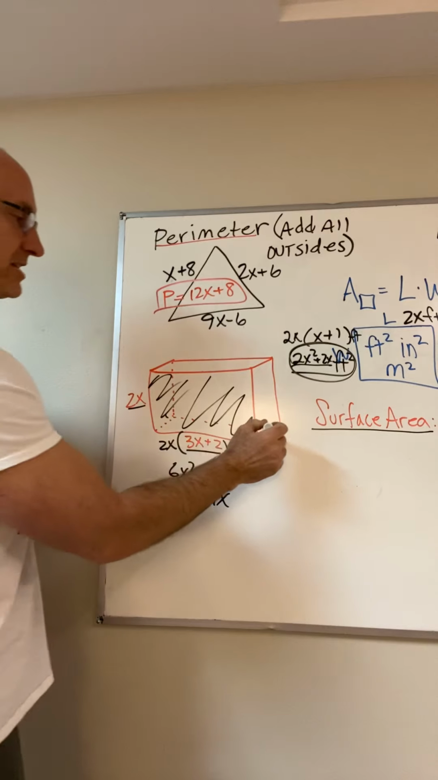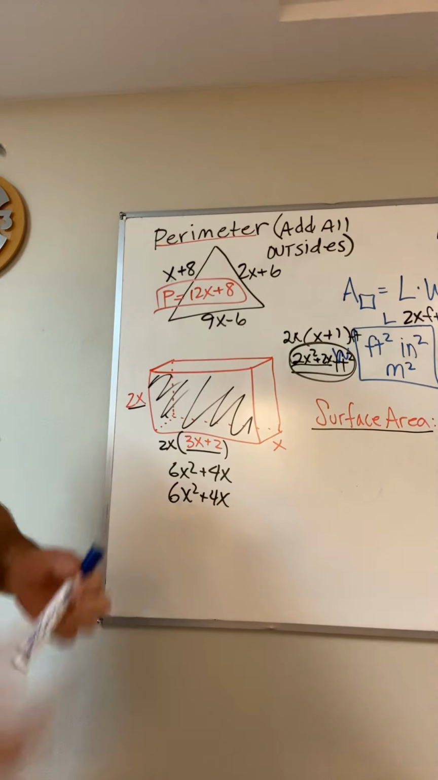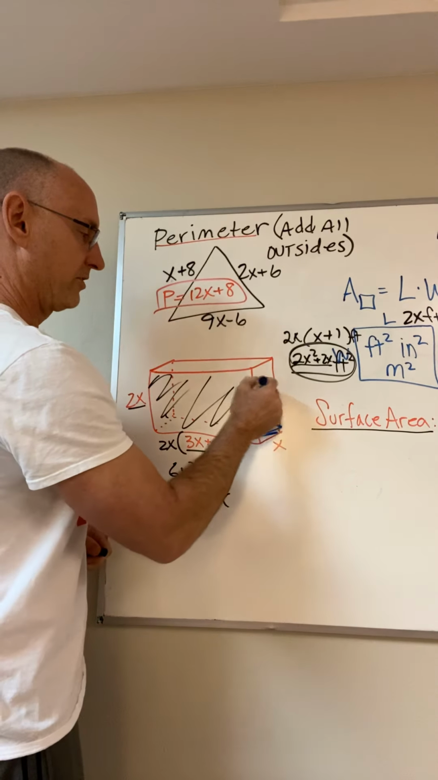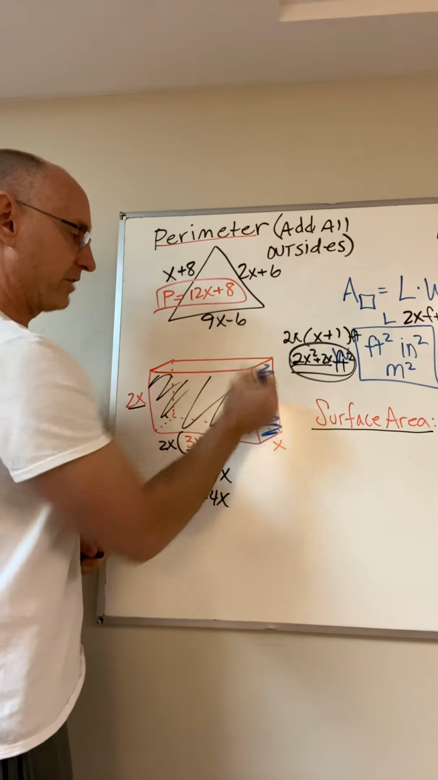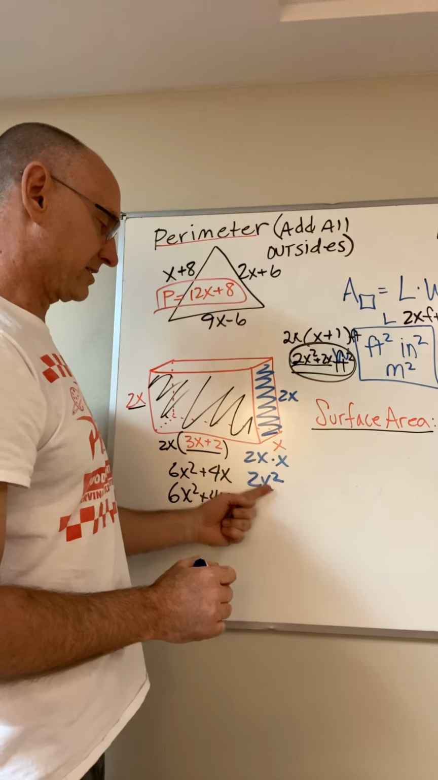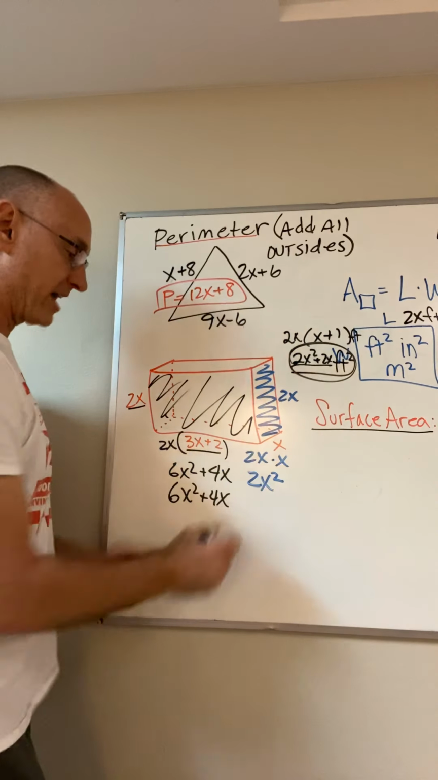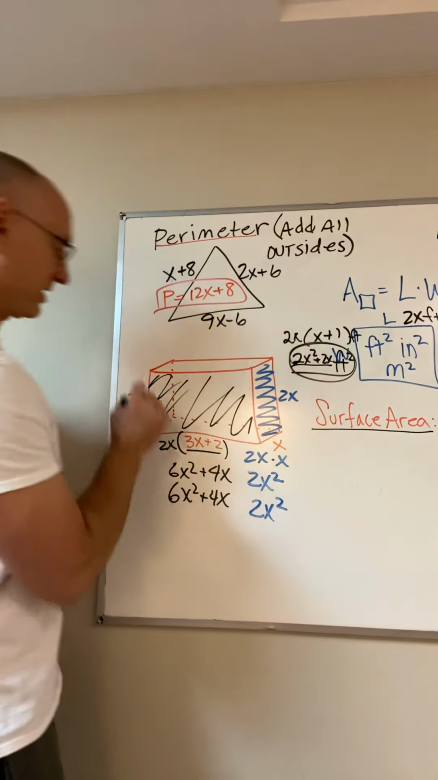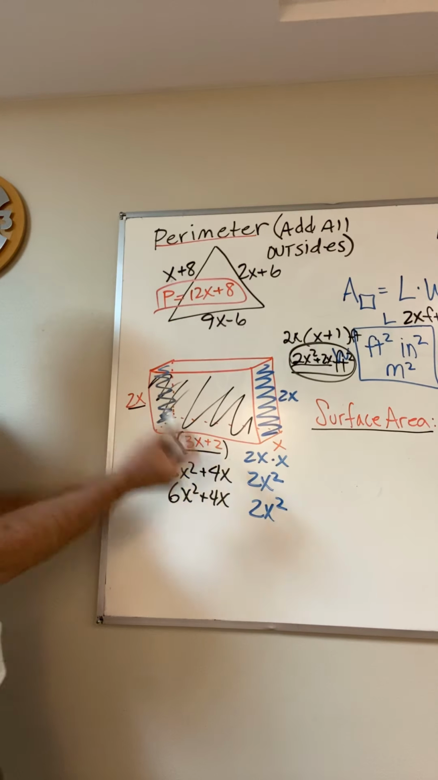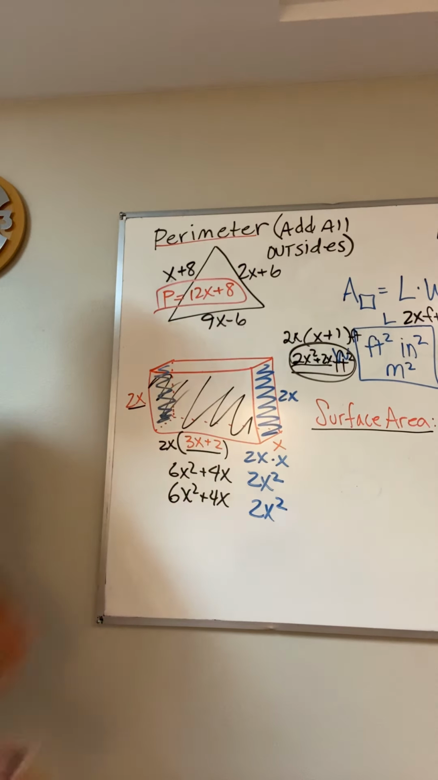Now, look at this side right here. It's x wide, and it's 2x tall. So I go 2x times x. That's just 2, not 3, because we're not adding, we're multiplying. 2x squared. X times x is x squared. And then I got 2 of those, 2x squared, because there's one back over here on the other side. See the 3D, it's over there.